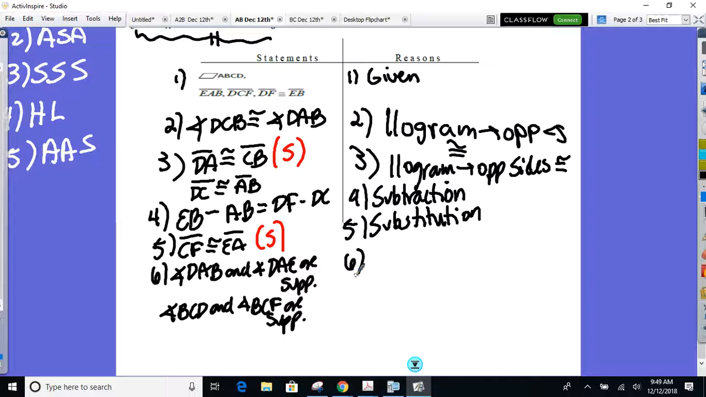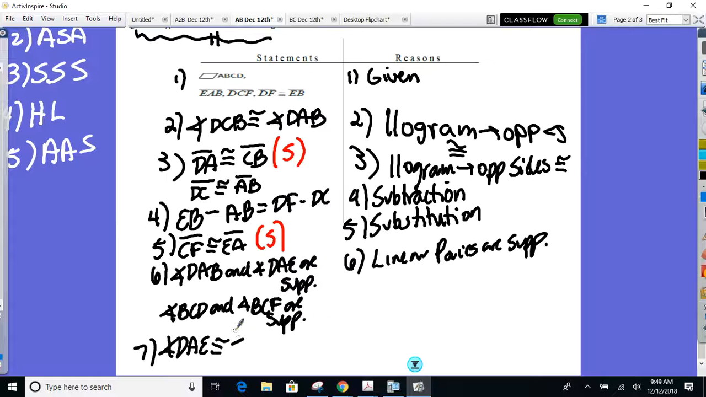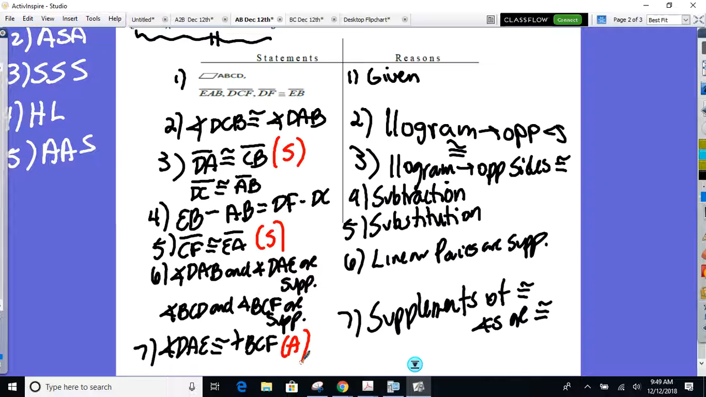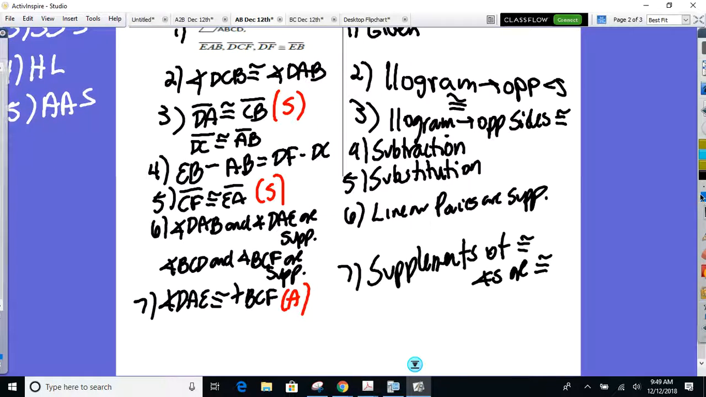Not because supplements of congruent angles are congruent. How do I know those are supplementary? It used to be a theorem there. Linear pairs are supplementary, yes. Now, after you tell me which pairs are supplementary, now you can tell me those angles in the triangles. Angle DAE congruent to angle BCF. Supplements of congruent angles are congruent. And that gives me my pair of angles. Everyone agreed? And now by what method are those triangles congruent? Side, angle, side.